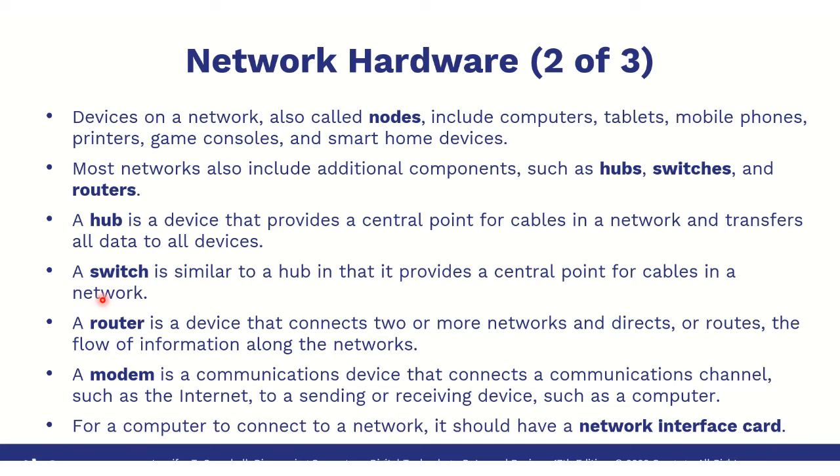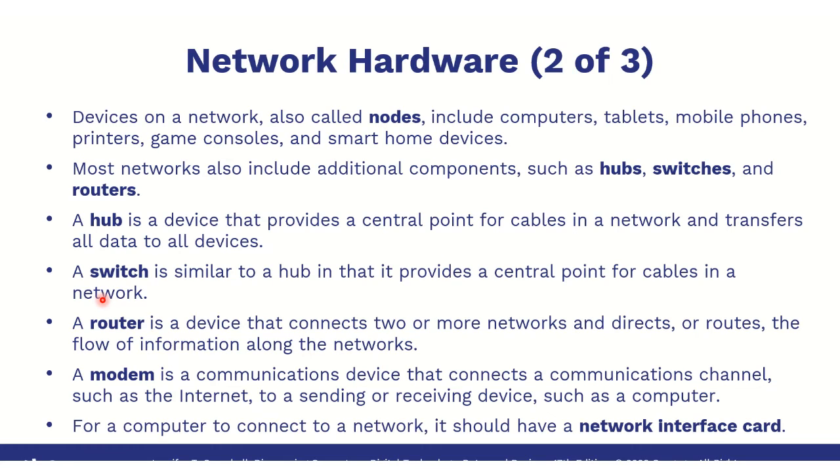You can frequently hear words like hubs, switches, and routers when you talk about networks. Devices on networks are commonly called nodes. They include computers, tablets, mobile phones, printers, and all kinds of connected devices. A hub is a device that provides a central point for cables in a network and transfers all the data to all devices. A switch is similar to a hub in that it provides a central point for cables in a network.